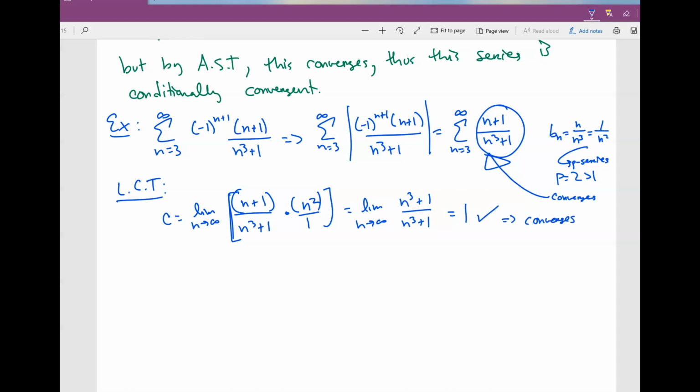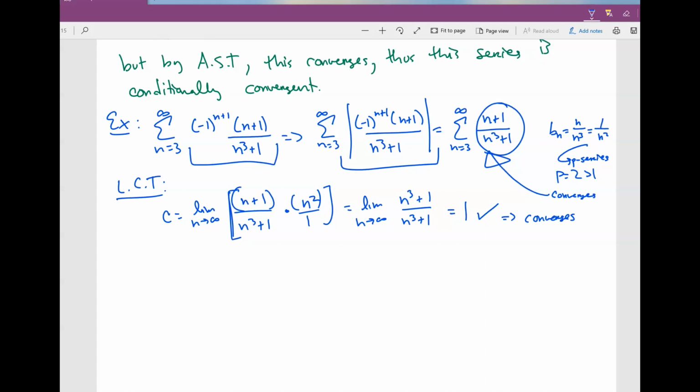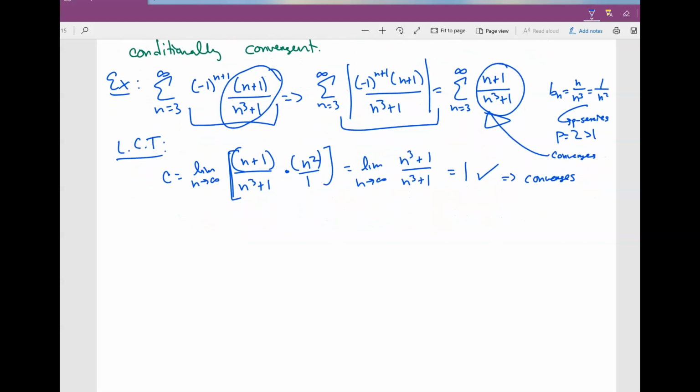So because the absolute value converges, and initially you can show that by the alternating series test, this is also going to converge by having this equal b sub n. This series is absolutely convergent.